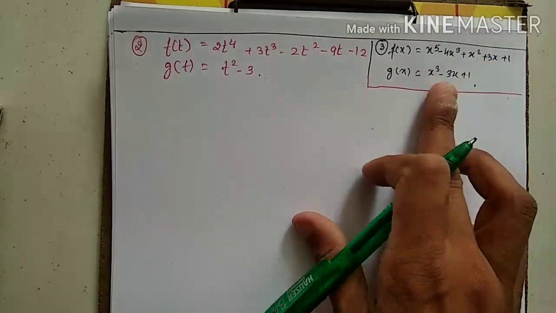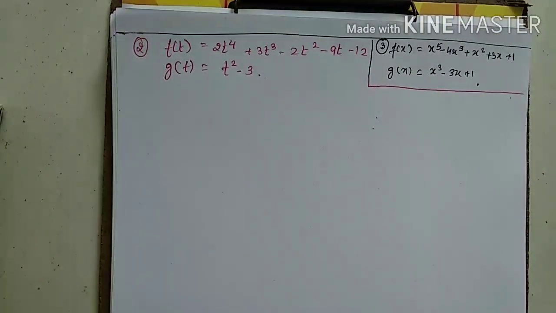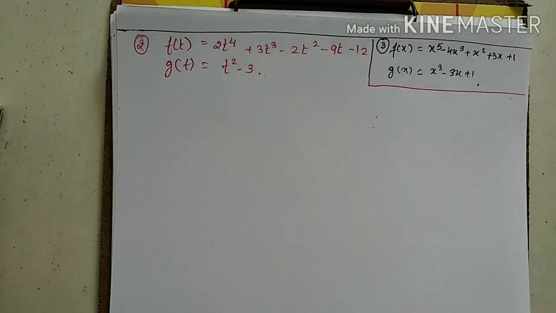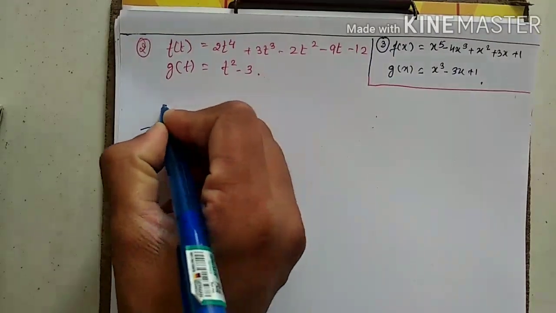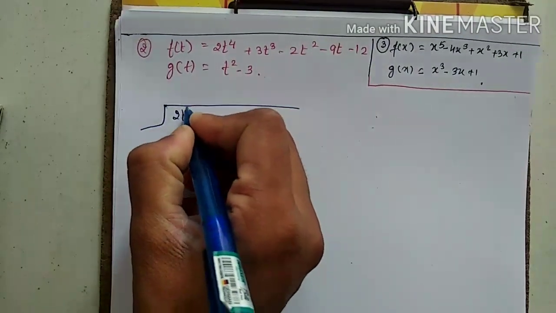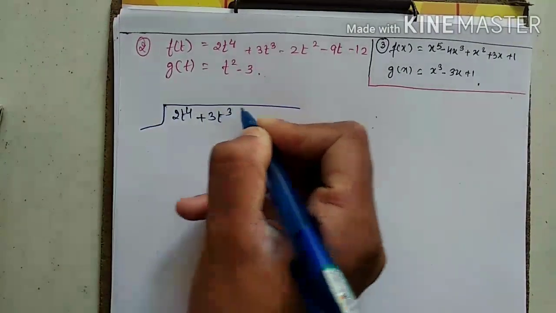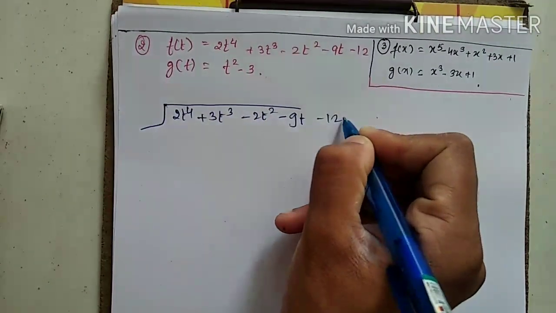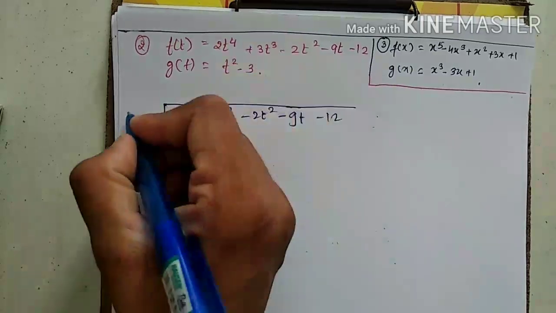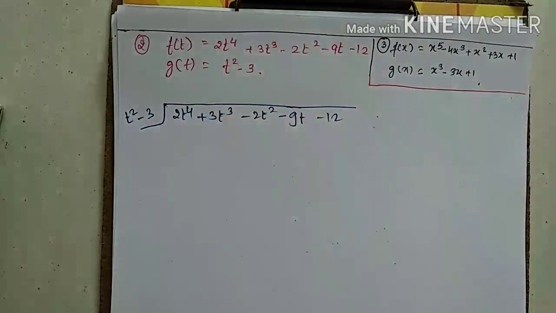The third one I am giving you as homework. Try it. The second I am solving. Second question, just see. Again we have to do the same thing. 2t power 4 plus 3t cube minus 2t square minus 9t minus 12. So here the divisor is t square minus 3.